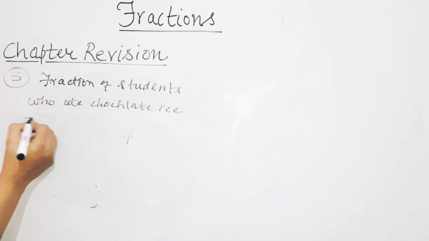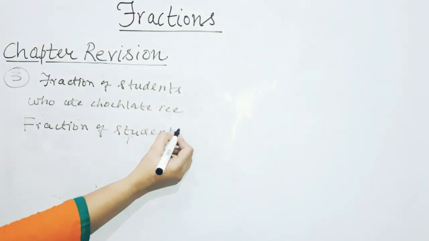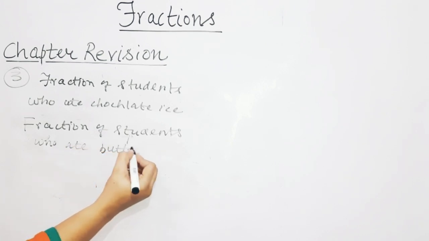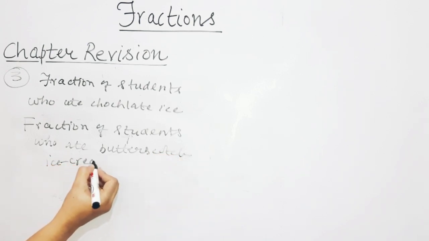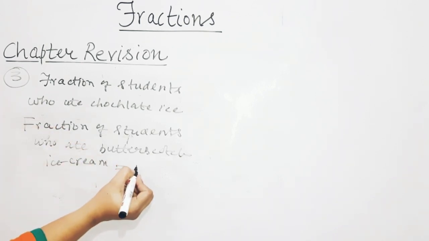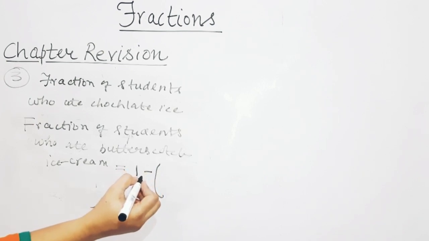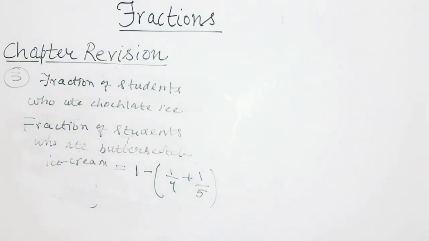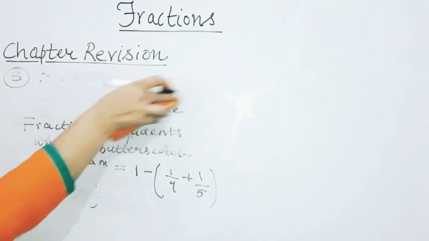So last statement will be, fraction of students who ate butterscotch ice cream. For that, what you have to do? Now we know that the total number of students, the fraction representing the total students is 1. So 1 minus, within bracket you have to add chocolate and you have to add vanilla. So 1/4 plus 1/5, इससे आपको बटरस्कॉच के फ्रैक्शन मिल जाएगा, right? So 1 minus 1/4 plus 1/5.